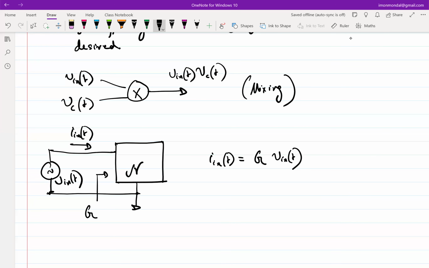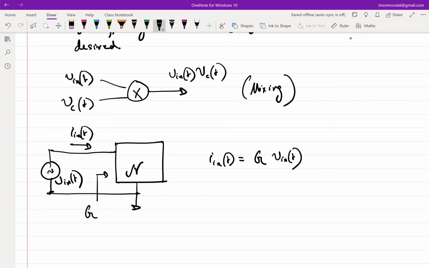Okay, but then what does time variance mean? Time variance essentially means that I do the experiment now, I get some output, and I do the experiment 1 microsecond from now, I'm not going to get the same output. So that's all time variance means. Okay, so let's keep only that part in mind.